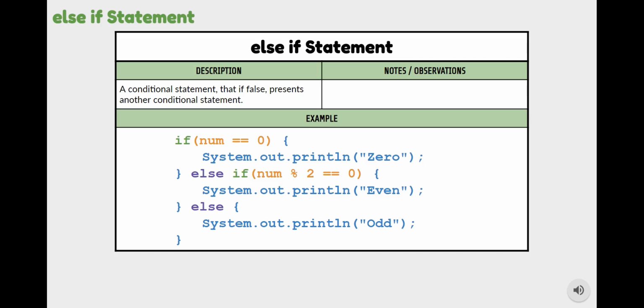Here we take a look at that else if statement. The description: a conditional statement that if false presents another conditional statement. A lot of this should look very similar. There's nothing new. We are just structuring it a little bit differently. We still have our if clause to begin with. We have the Boolean expression after it, and then we have the algorithm.